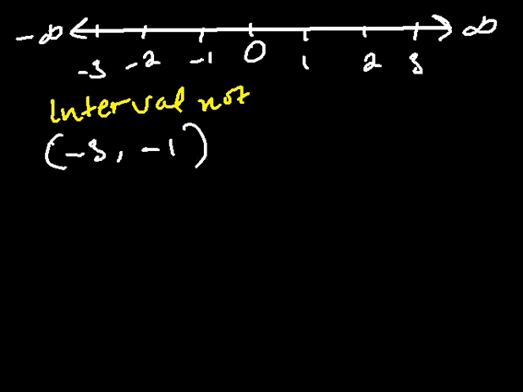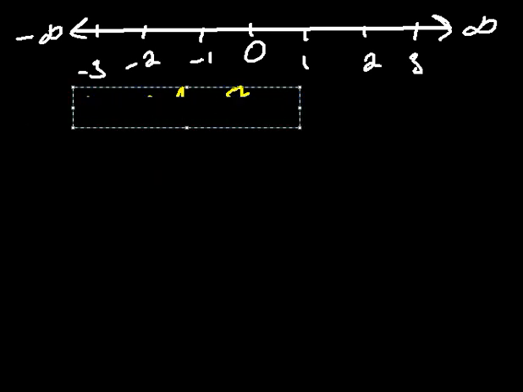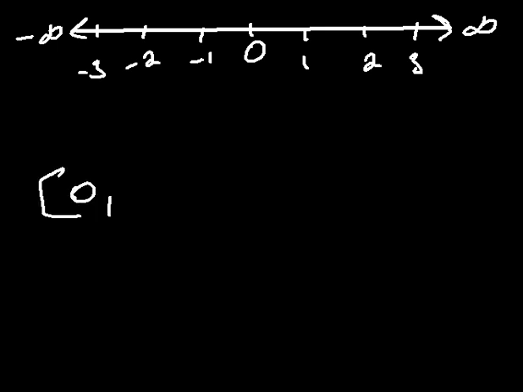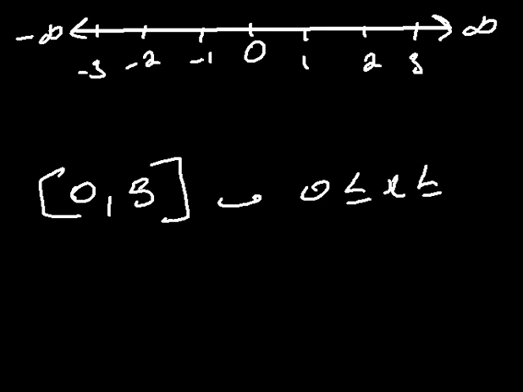And what if we have something like 0 to 5? Let's say that is the case. In this interval, 0 and 5 are part of the interval. This is interval notation. But in inequality notation, we'll have it as 0 less than or equal to x, less than or equal to 5. Because 0 and 5 are both part of the interval, we use such inequality symbols.